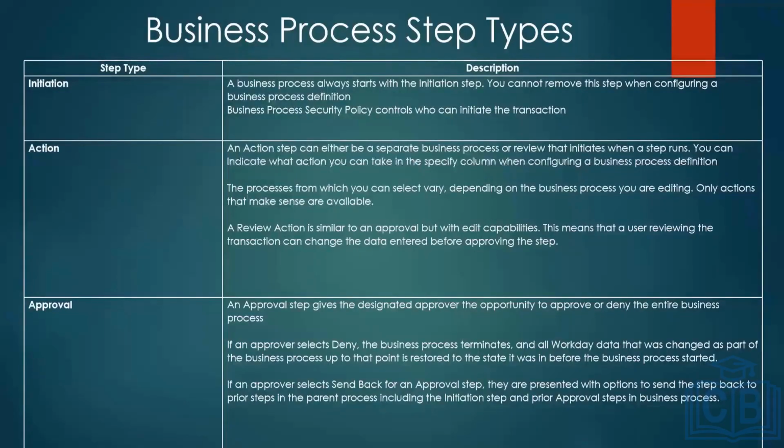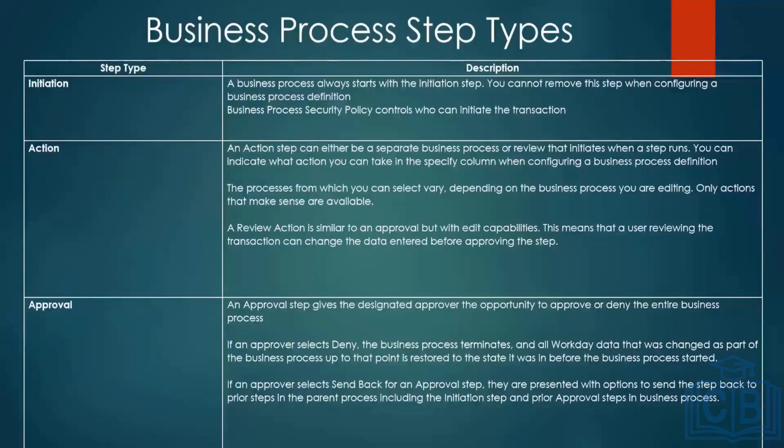A review action is similar to an approval but with edit capabilities. There is a type. Yesterday, we have seen that we selected the type as action. There is an approval type as well. There is a review type as well. What is the difference between the review and approval step? A review step will give you the edit capabilities as well. You can edit it once.